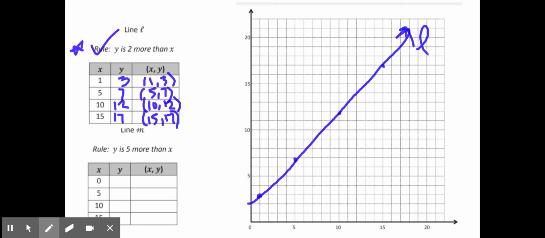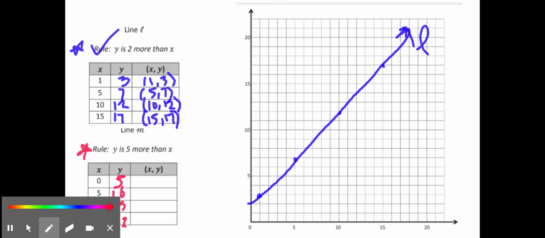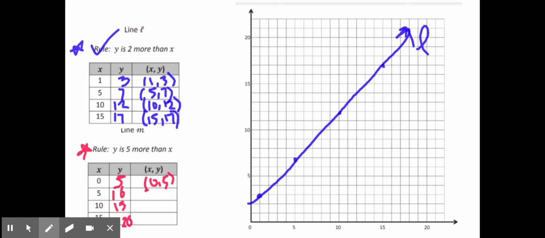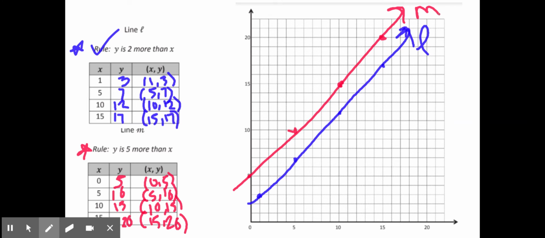All right, so now let's go ahead and do our next given rule, which is this one, y is 5 more than x. So 5 more than 0 is 5. 5 more than 5 is 10, and then we continue on with that. So that way we get our points. I know that it goes x and y, so that's how I'm putting those together. And let's go ahead and graph that. So I have (0, 5), I have (5, 10), I have (10, 15), there we go, and I have (15, 20). All right, so that's how we can go ahead and graph those lines.